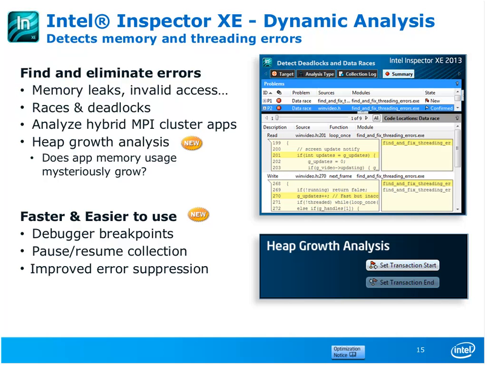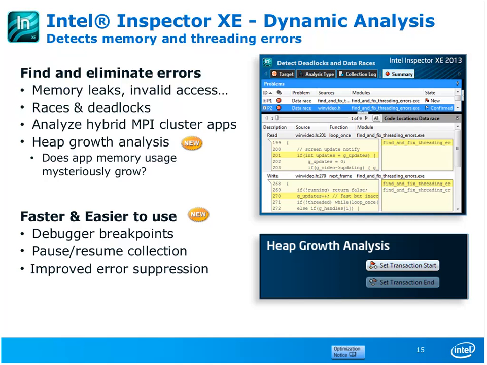Inspector can help you find these errors. And it's obviously much cheaper to find and fix these problems in the development phase than once the program is out in the field. Inspector also supports heap growth analysis, which lets you see what's causing the heap to grow in a problematic region, right? So it shows you a list of memory allocations that are not freed within a certain interval. Again, a very good memory and threading checking tool.